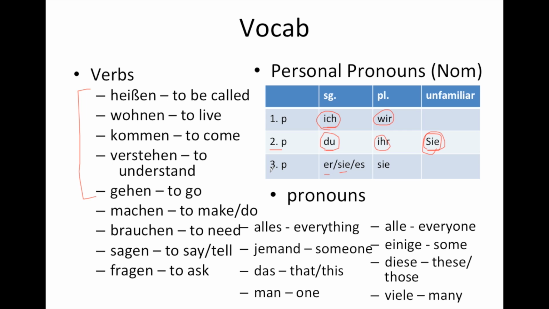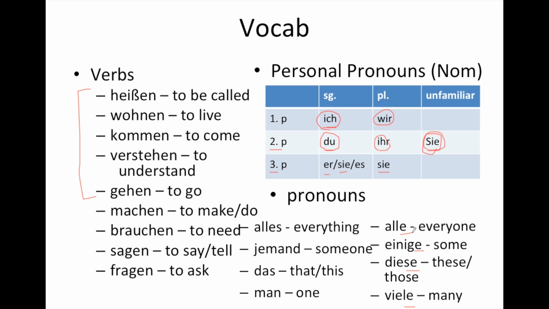For the third person, there are 3 people involved. I'm talking to you about someone else. For the third person, we have er and sie, he and she for singular, and then this sie means they for the plural. Also, we're going to add 8 more additional pronouns. Alles means everything, alle, everyone, jemand, someone, einige, some things or some people, das, this or that, diese, these or those, man means one, and viele means many.